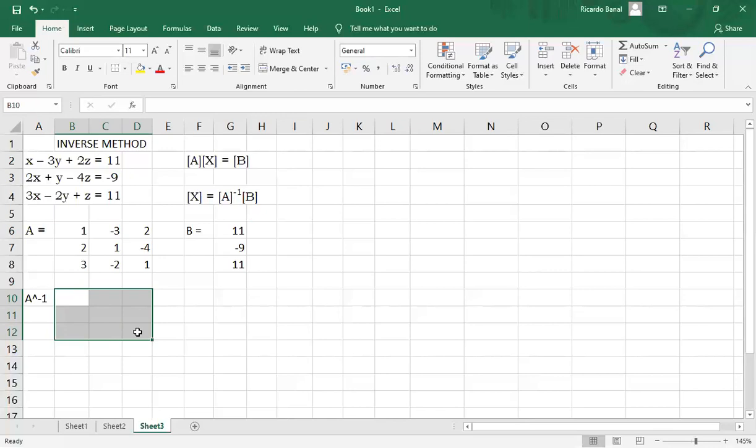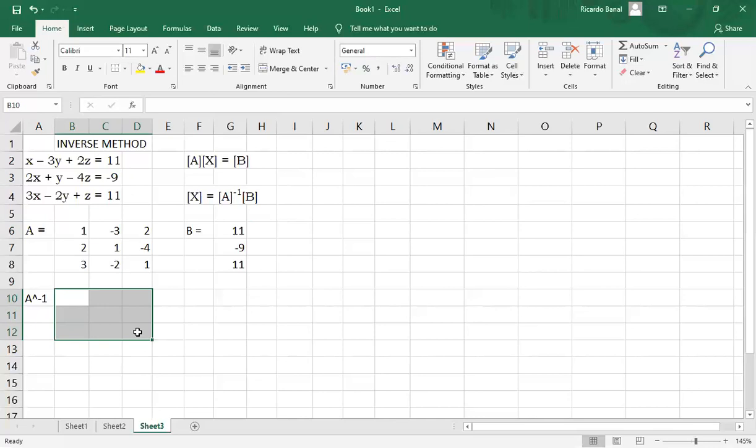This highlighting of cells depends on how many equations or how many elements there are. Please take note, the inverse method is only applicable for matrices that have the same number of columns and rows. So it is only applicable for a square matrix. If it is not a square matrix, you cannot choose the inverse method.